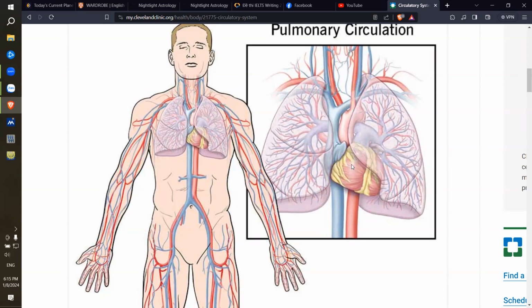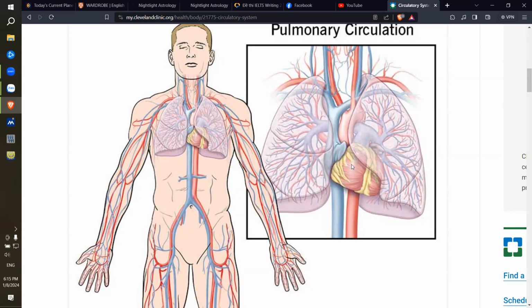It beats around 100 beats per minute. But when you hook it up to the human body, it beats about 70 beats per minute, right? Why so?